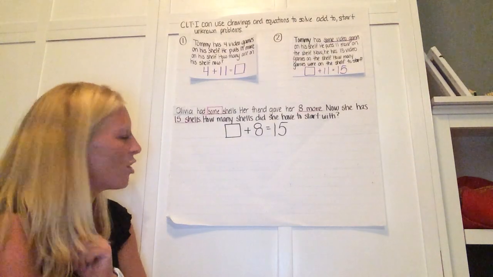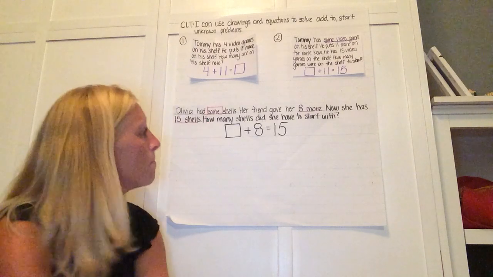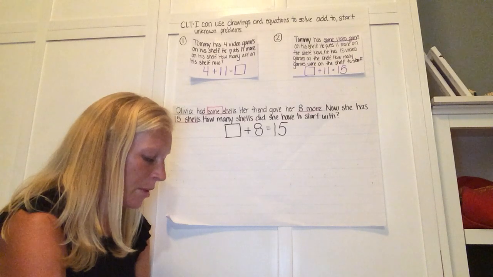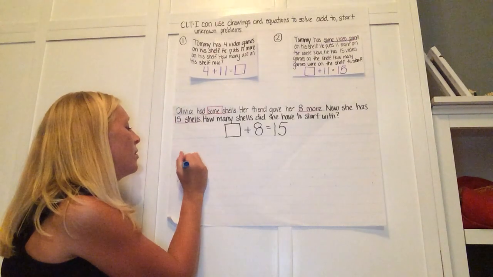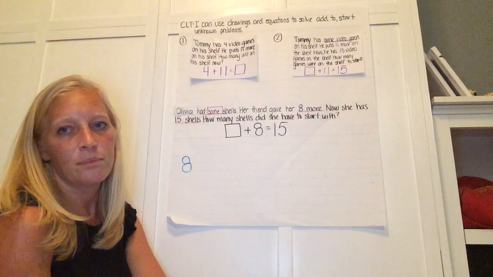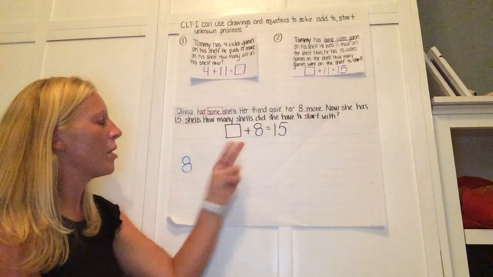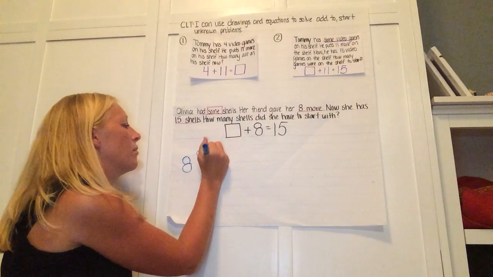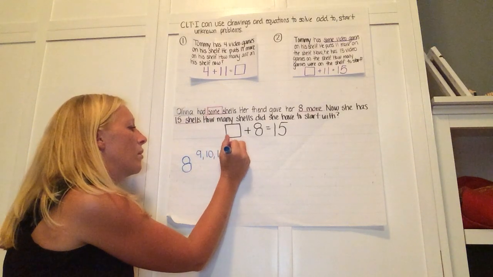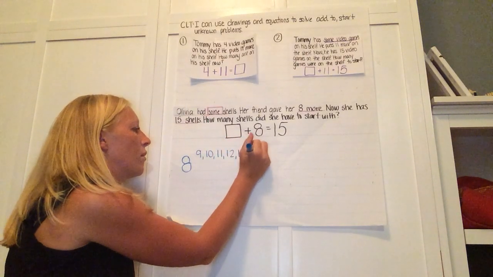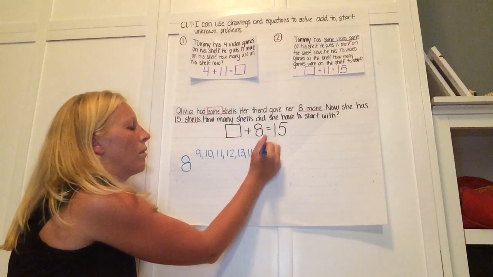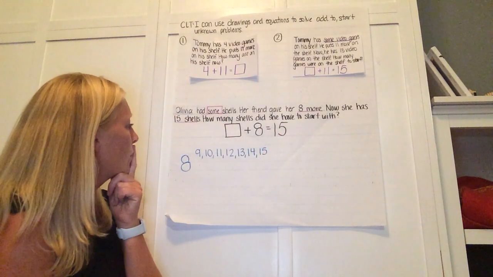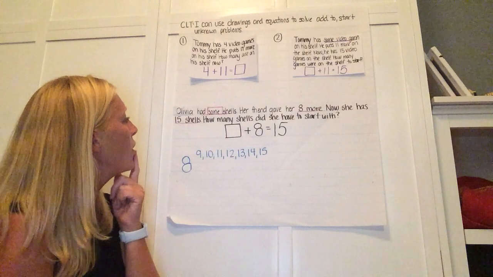I have one of my friends back here share their strategy. Okay, so you started with 8. Why did you start with 8? Because you know you can flip-flop those. Okay, so then what did you do? 9. How did you know where to stop? Okay? And where's your unknown add-in?